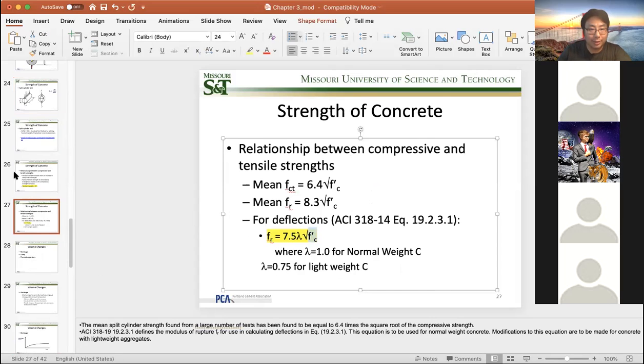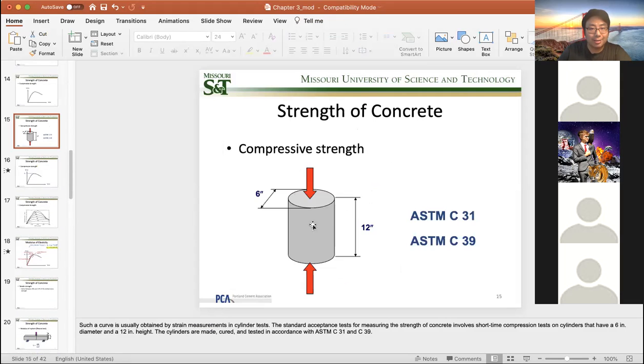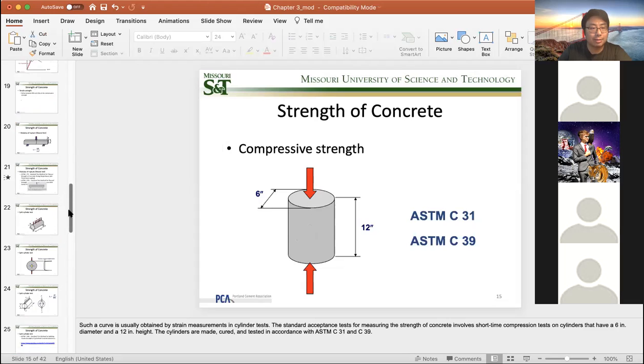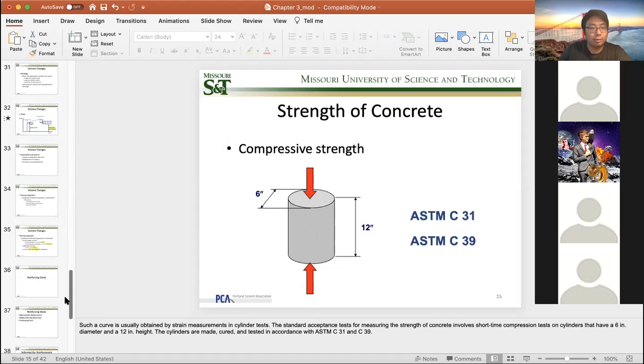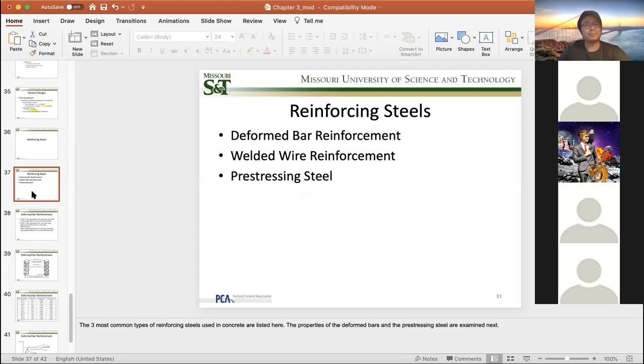But regardless, you always have to do the cylinder crushing test, okay? This is a must. All right, so that's all about concrete, okay? So let's talk about steel.